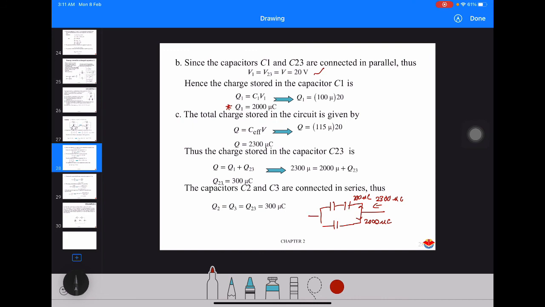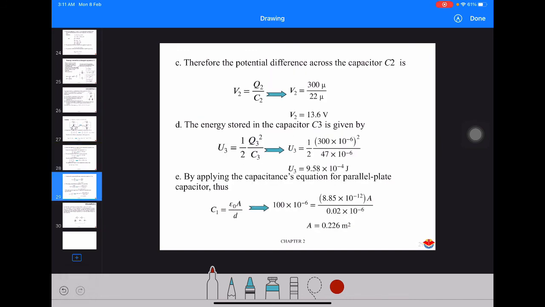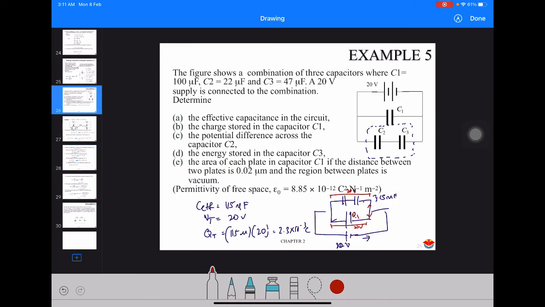Okay, the charge over here and over here is the same because there's no junction between them. So straight away you can calculate the potential over there. Okay, so here they calculate V2 equals 30.6 and V2 equals 30.3. The question actually wants you to find across C2 only. Okay, effective we already calculate. Potential difference we already calculate.